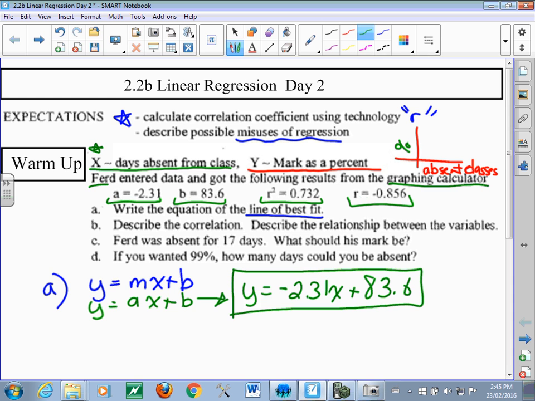If I look on my graph that I drew here, that means that I start at 83.6%. Wouldn't it be great if you missed no classes and were guaranteed 83.6%? That'd be awesome. And then for every day that you were absent, you dropped 2.3%. So that's showing a negative downward trend. You guys okay with that? I shouldn't say that because I probably just gave away an answer or two.